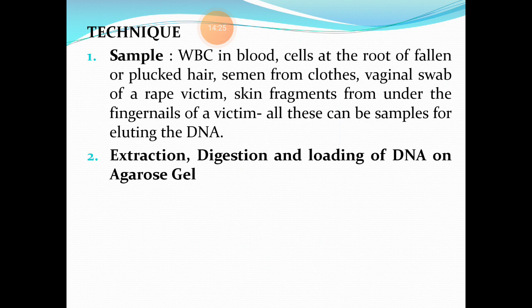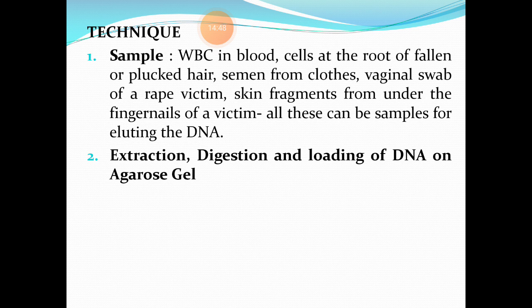WBCs in blood. RBCs cannot be the samples because they are enucleate. They don't have a nucleus. WBCs in blood. Then cells at the root of a fallen or plucked hair if it is a murder case, or if it is a rape case, then semen from clots.